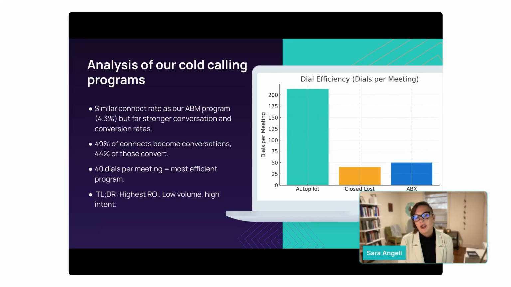But what's crazy with these calls is what happens after the connect. Almost half of the connects turn into conversations. So that connect to conversation ratio is insane. And then 44% of those conversations convert into actual meetings for us. My favorite stat on this one is that 40 dials per meeting. For us, that is our most efficient cold calling program, period. So TLDR on this one: low volume, high intent, high ROI sort of work.